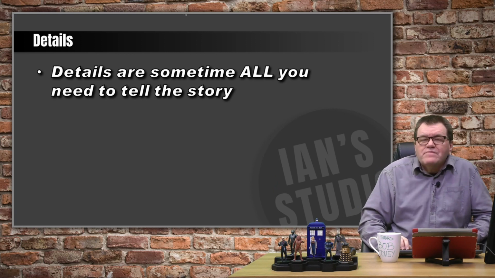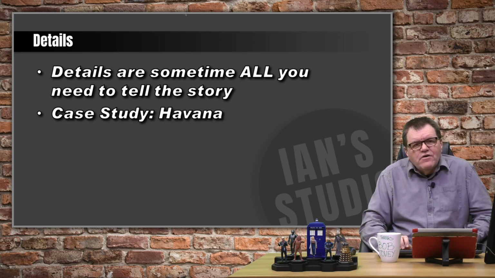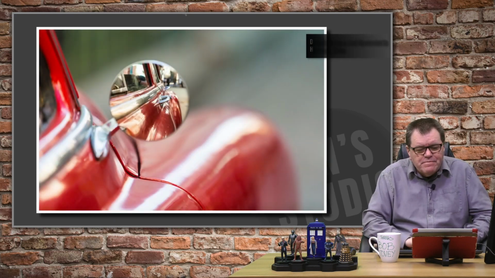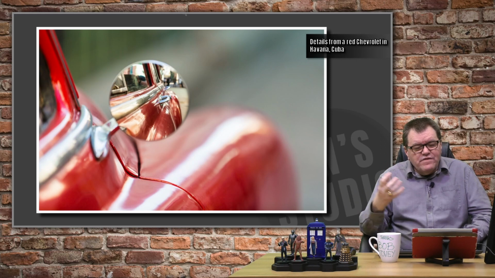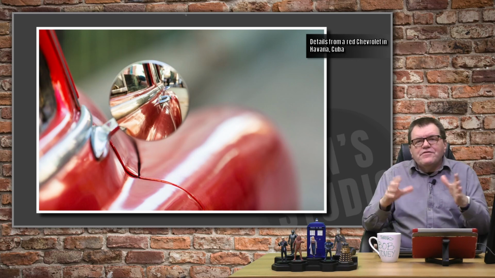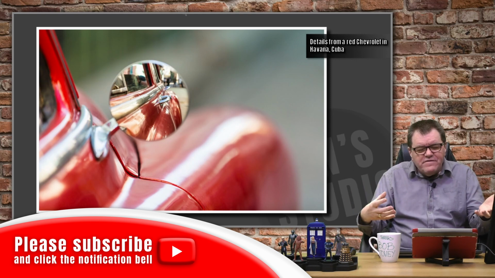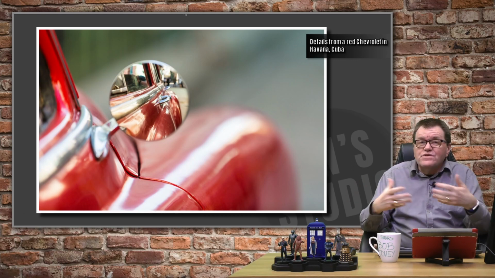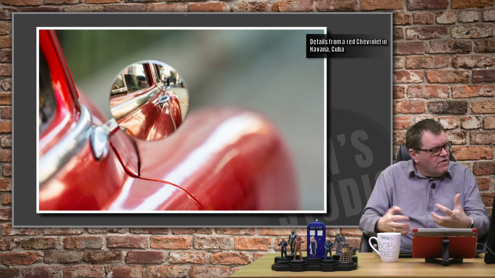And sometimes details are all you need to tell the story. So here we go in Havana, one of my favourite detail shots. It's just a detail of the wing mirror from a Chevrolet, but because that detail has the reflection as well, and yet you can still see the shape of the car, I think this tells the whole story in a detail about the type of car, the look of it. You even get the hint of the streets within that detail. So sometimes the detail can be just so powerful.